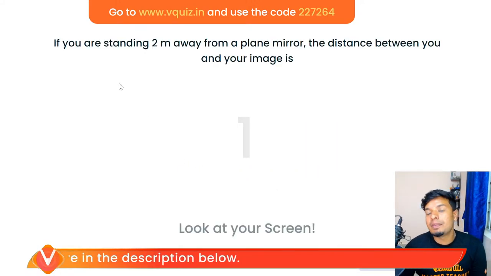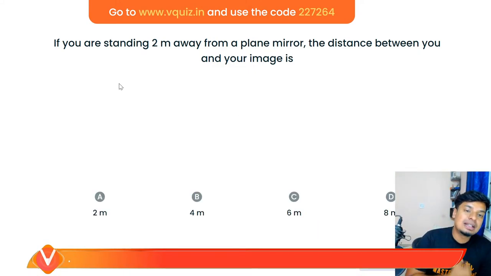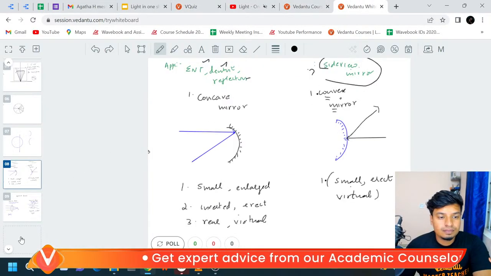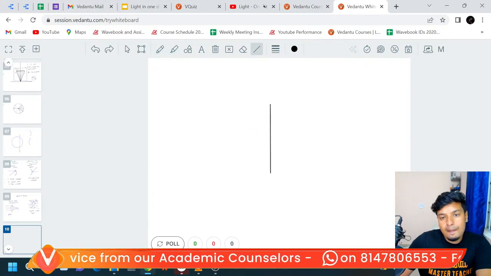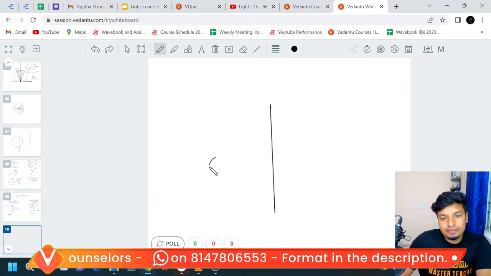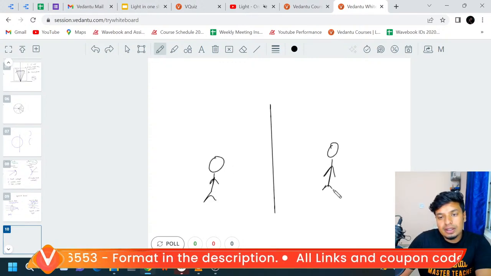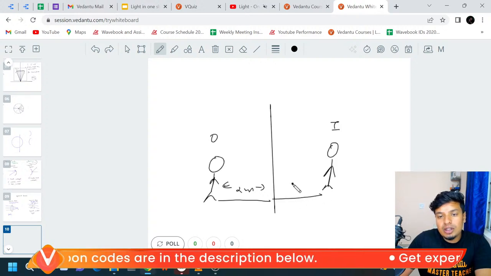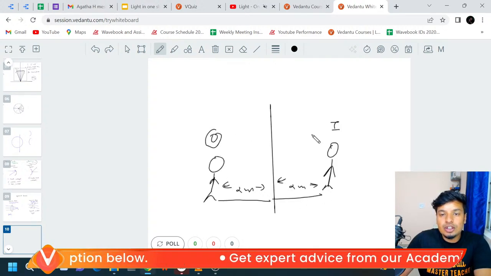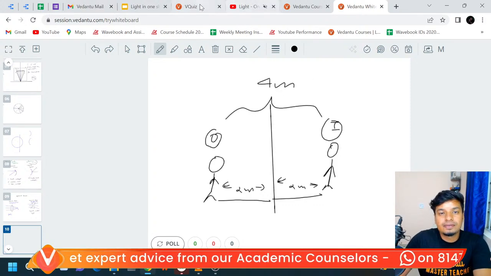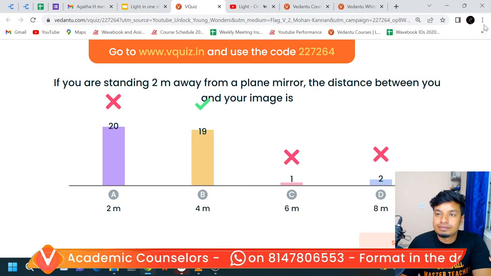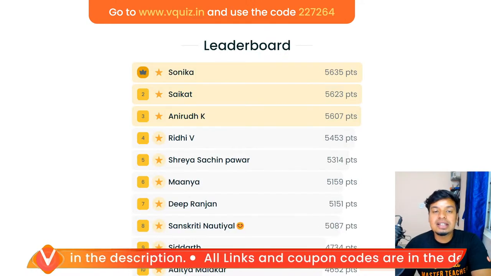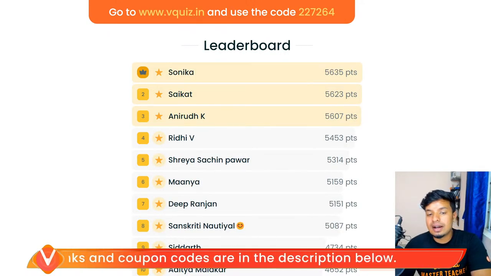If you're standing 2 meters away from a plane mirror, what is the distance between you and your image? 2 meters, 4 meters, 6 meters, 8 meters. So, there is a mirror. You're here. Your image is here. The distance between you and the mirror is 2 meters. This will also be 2 meters. The total distance between you and the image will be 2 plus 2, 4 meters. Got it, guys? It is 4 meters. Sonika, Saikat, Anirudh, Riddhi, Shreya, Manya, Deep, Sanskriti, Siddharth, and Aditya.